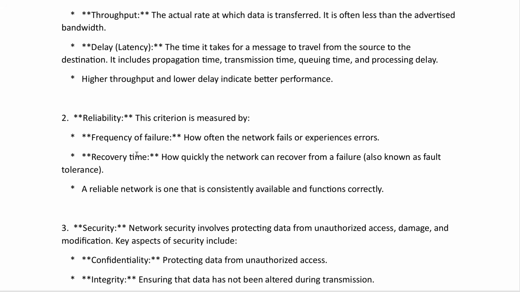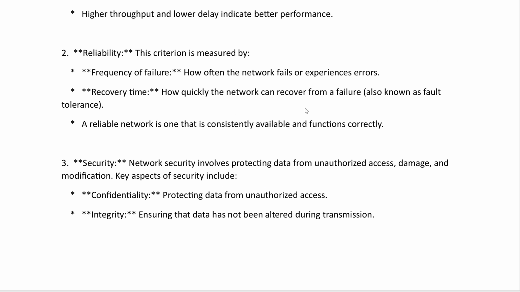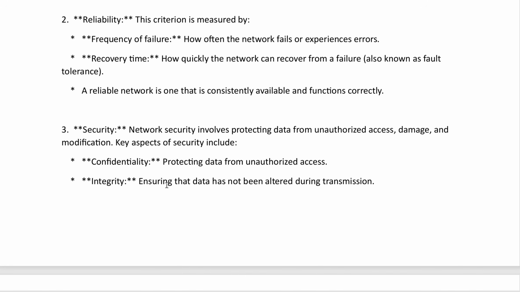Second is reliability. This criterion is measured by frequency of failure, that is, how often the network fails or experiences errors. Next is recovery time, how quickly the network can recover from a failure, also known as fault tolerance. A reliable network is one that is consistently available and functions correctly.